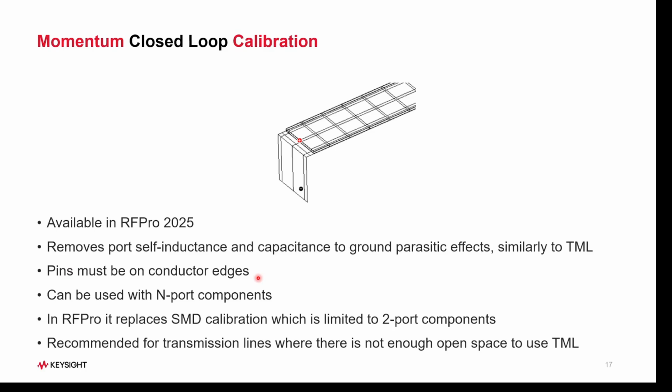But the difference with TML is that it doesn't require open space in front of the conducting edge. This is very important because the idea is to have similar performance to ports that are inside the circuit, where there's no free space. It replaced SMD calibration, which was limited to 2-port components, a significant limitation. And it's recommended for transmission lines where there is not enough open space to use TML, as I just said.